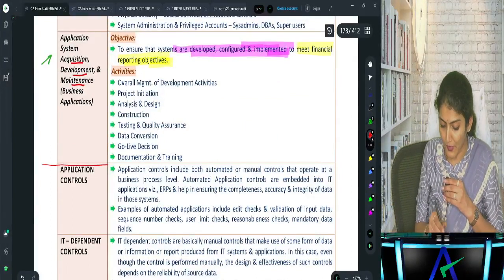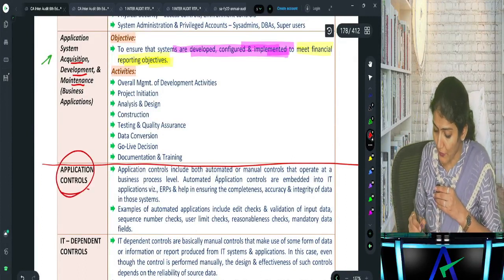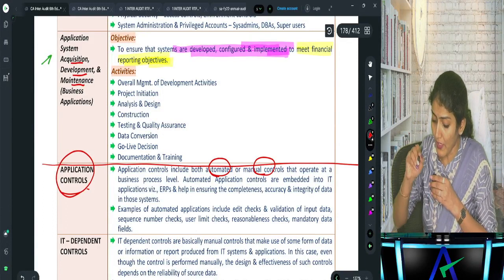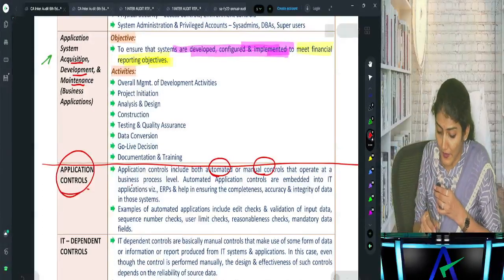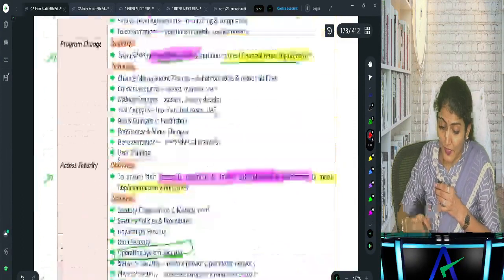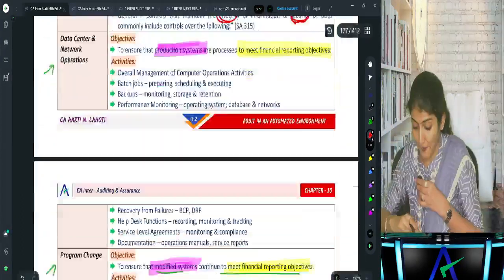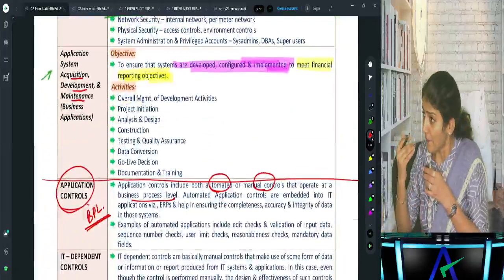Right. Then after that, what is the second set of control you have? Second set of control after general IT control, application control. Application control could be an automated control or a manual control, right? This operates at a BPL. What is BPL? Business process level. General IT controls, they operate at the entity level. And these application controls, they operate at the business process level.